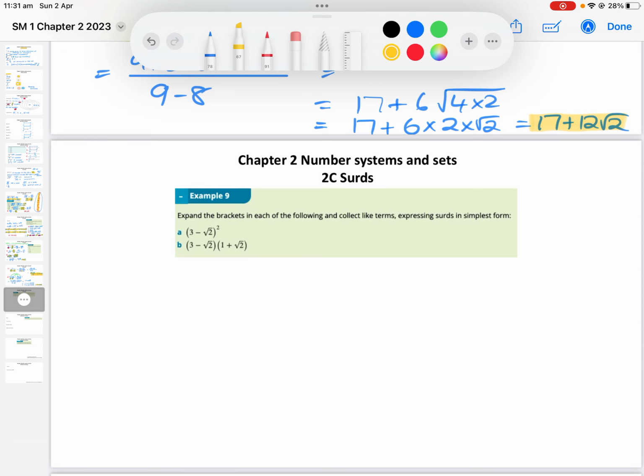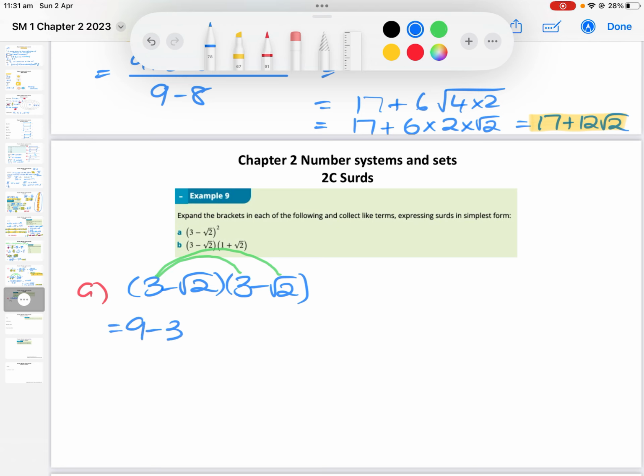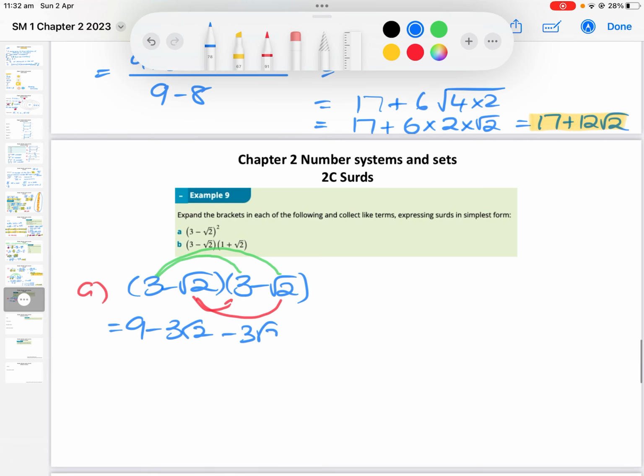And our last one, example 9, expand the brackets in each of the following and collect like terms. Express your answer in simplest form. All right, so we've got 3 minus root 2 squared. Better just to write it out. And if anyone writes that's 9 minus 4, straight to nerd jail for you. Because we have to go 3 times 3 is 9 minus 3 times root 2. And then we'll do minus 3 root 2 plus 2. Minus times a minus is a plus, so we get 11 minus 6 root 2.